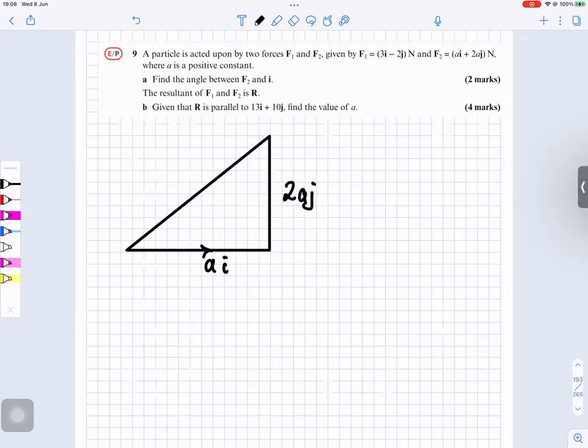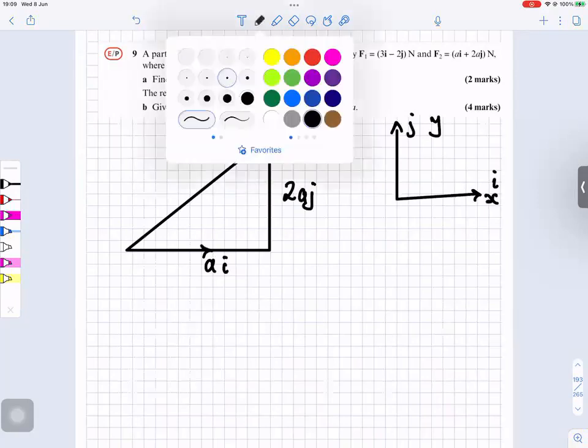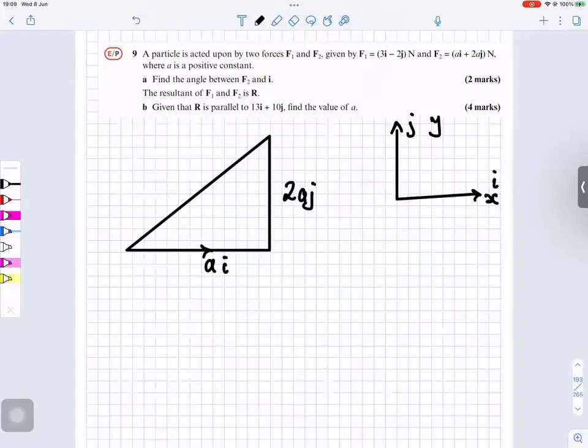So how do we know it's 2AJ on the one going up? Because the I-axis is the X, and then J is the Y. That's the X, which is I, and that's J, which is Y. And then F2 is going to be the hypotenuse. So that means F2, this one.